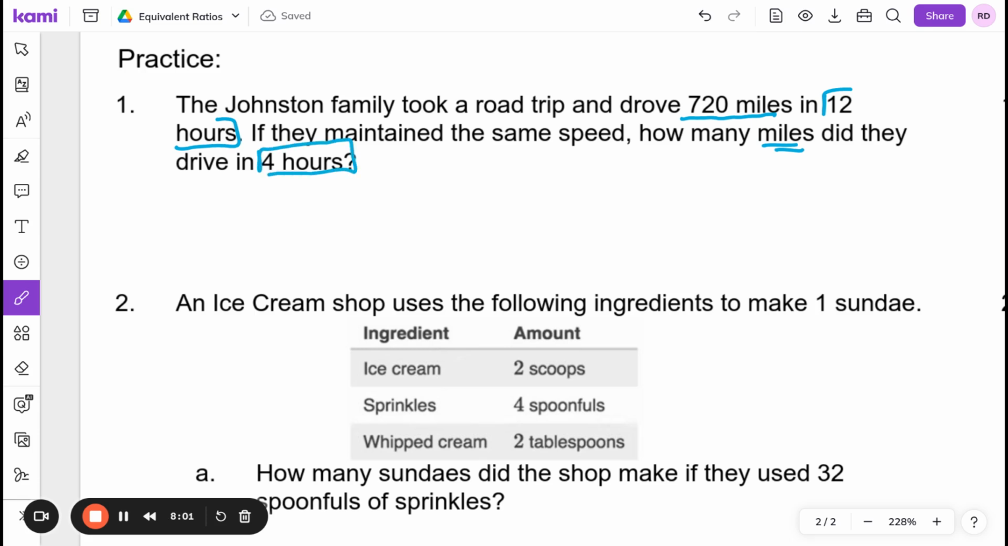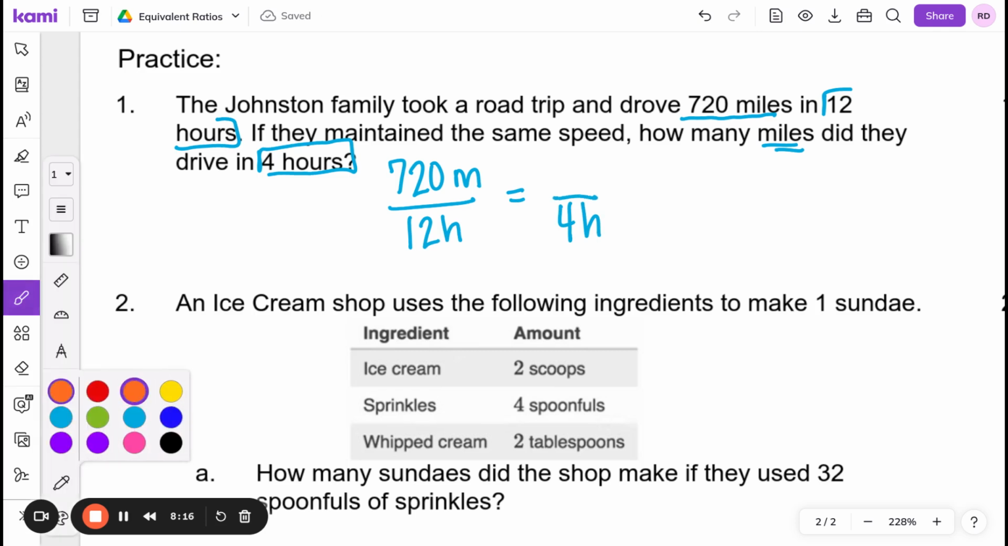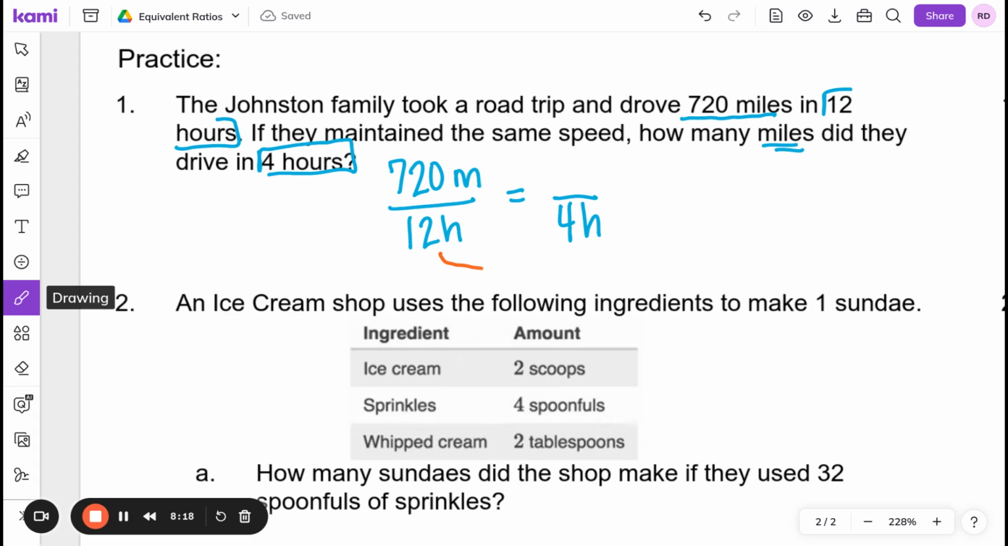Okay, so our starting ratio matches the order of the problem. So 720 miles in 12 hours. But we want to know how far they went in just 4 hours. So from here, I'm turning a 12 into a 4. This time I did get smaller, so I have to divide. So 12 divided by what equals 4? And that answer is 3.